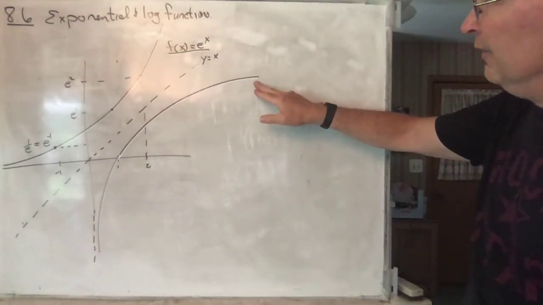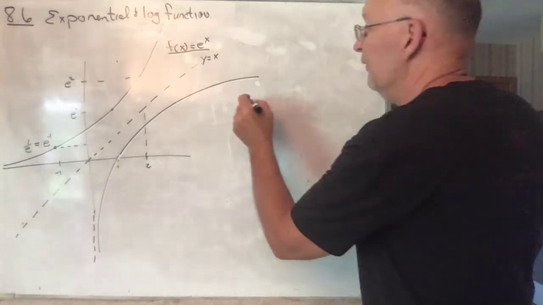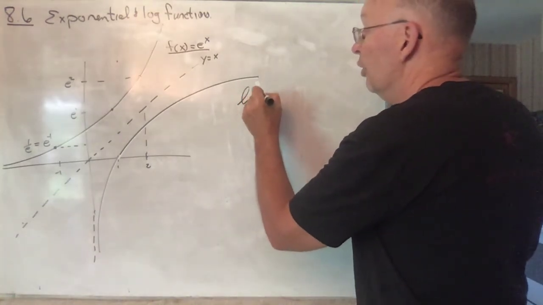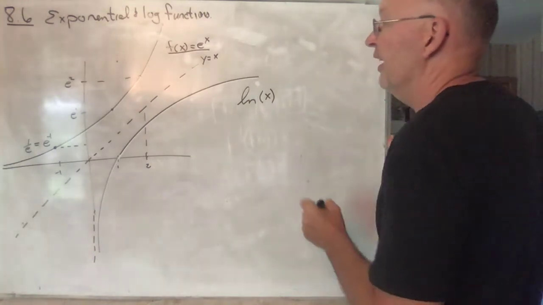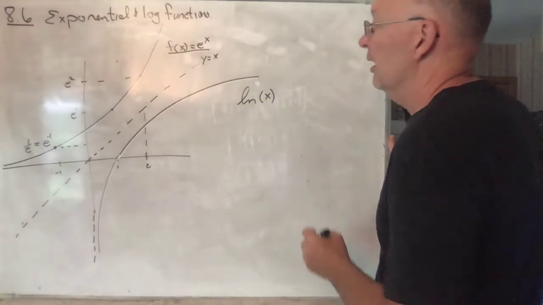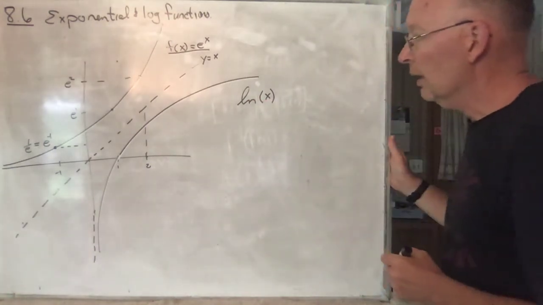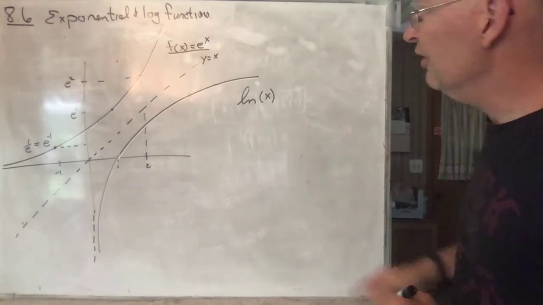This is the inverse of it, and the inverse of it has a special name. It's called the natural log. The natural log of x. Okay, it undoes what this one does.